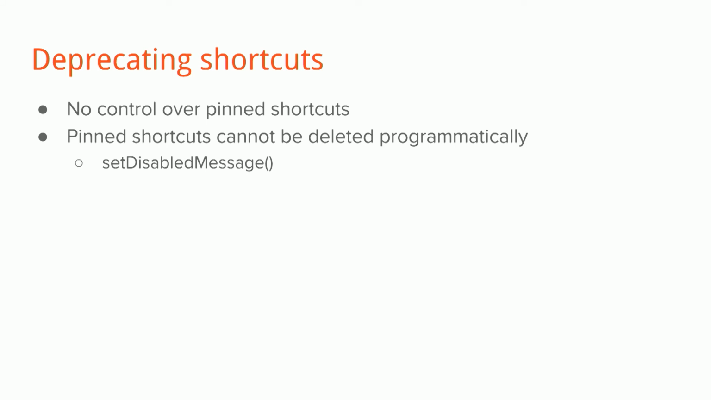So one of the other things to think about is deprecating shortcuts. Sometimes you're going to have shortcuts that no longer are relevant anymore. But as developers, we actually don't have control over pin shortcuts. Where the user puts them on their home screen, we have no idea. We can't just say, okay, delete this thing that the user pinned to their home screen. So a thing to note here is there is a method called setDisabledMessage. What that does is if you have a shortcut that's disabled, you can show the user a certain message that says, okay, this shortcut is no longer supported.